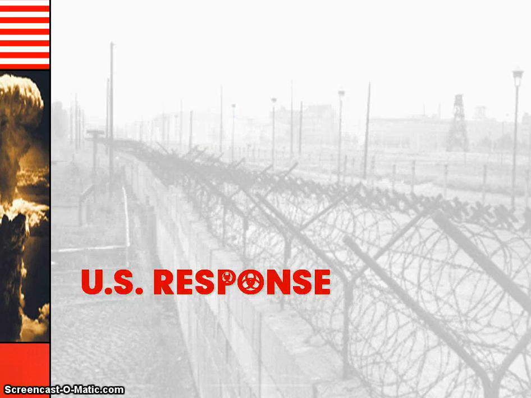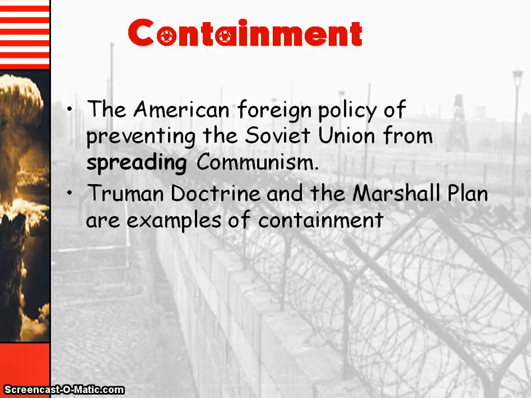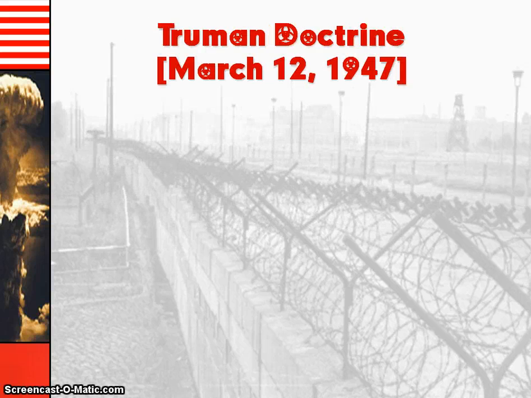In terms of how the U.S. responded, because of course Great Britain couldn't respond, the U.S. was left to respond, they adopted this policy known as containment. And so they wanted to contain the spread of communism, meaning they wanted to stop it from spreading. So think of it as they were trying to put communism into a container, put the lid on it so that it couldn't spread anymore. And a couple examples of containment that we're going to talk about are the Truman Doctrine and the Marshall Plan.